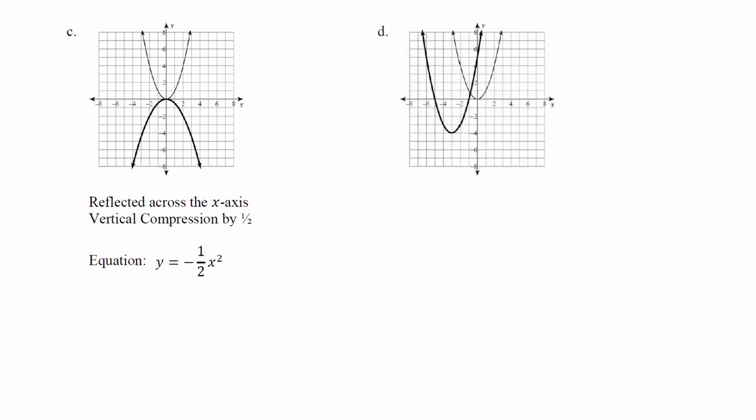For this quadratic, we're not reflected, and it doesn't appear that we are stretched or compressed, but we are translated. The vertex moved to the left 3 units and down 4 units. So our h and k values changed, so we have (x plus 3) quantity squared minus 4.